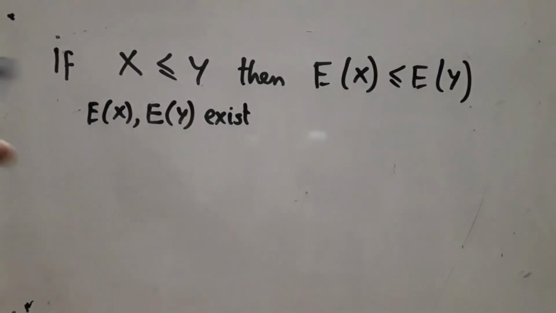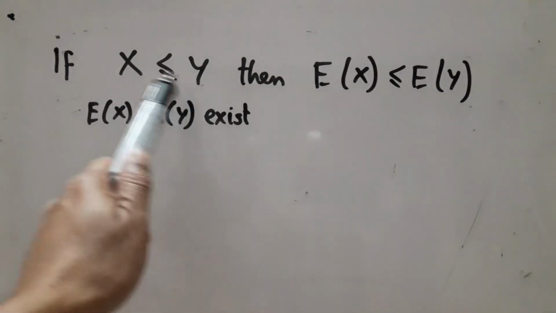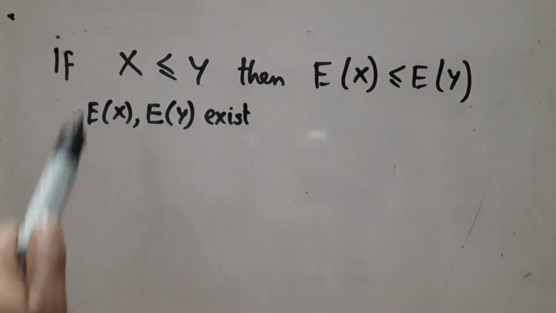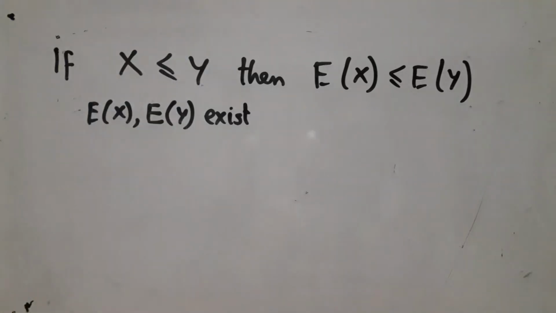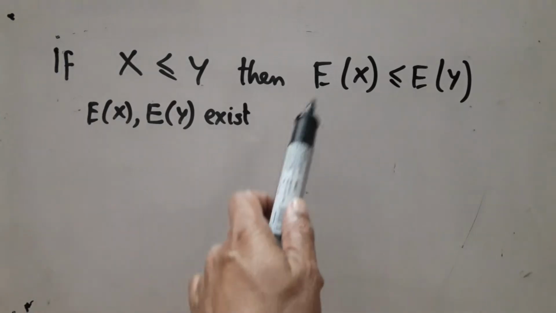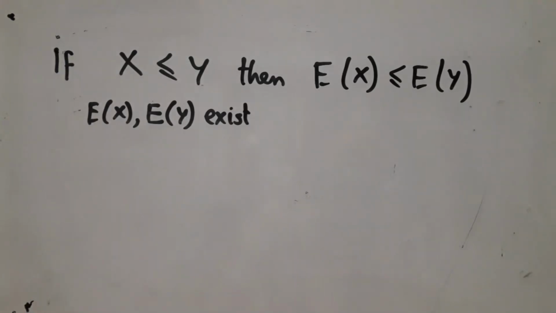Then we have the very useful property: if X is less than or equal to Y, so they are jointly distributed random variables, whatever little omega you take, X(omega) is less than or equal to Y(omega), and expected value of X and expected value of Y both exist, then expected value of X is less than or equal to expected value of Y. So this actually follows from the very general definition of expectation that we have learned in our Prob 1.